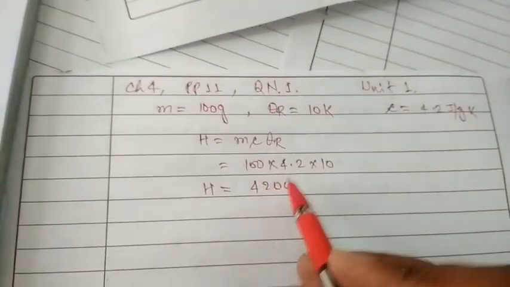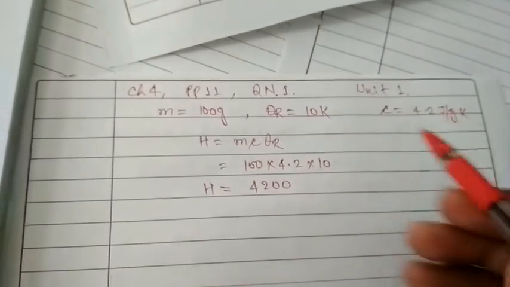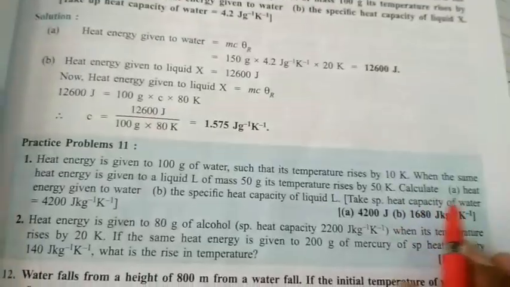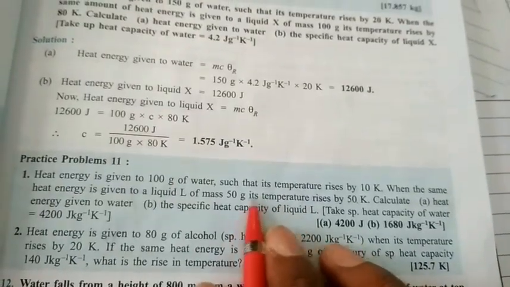So H comes 4200 and the unit will be, mass is cancelled, temperature cancelled, what is remaining? Joule. So heat energy always has unit joule. Now let's see the next part. Next part says the specific heat capacity of the liquid, talking about this part only.